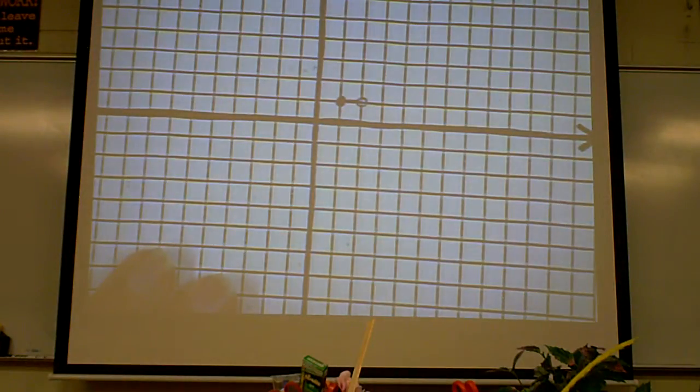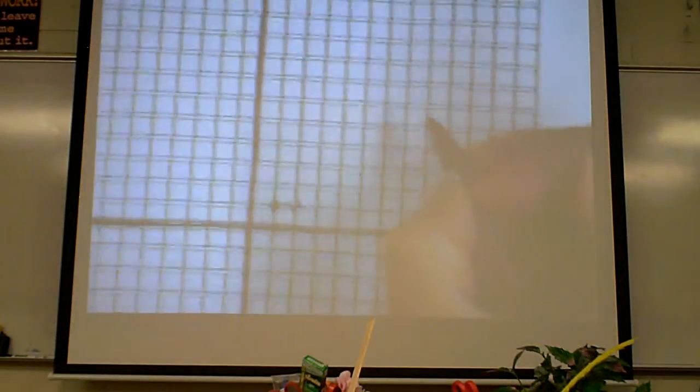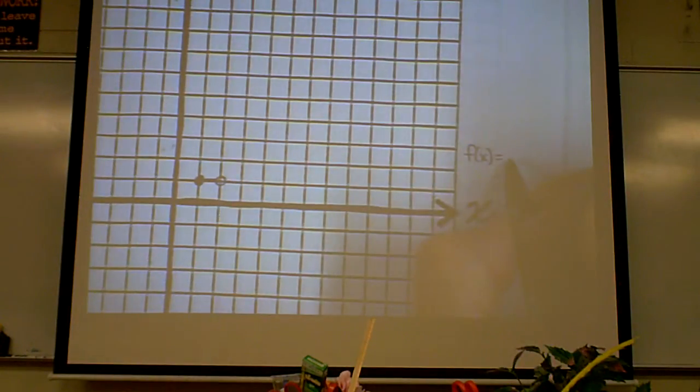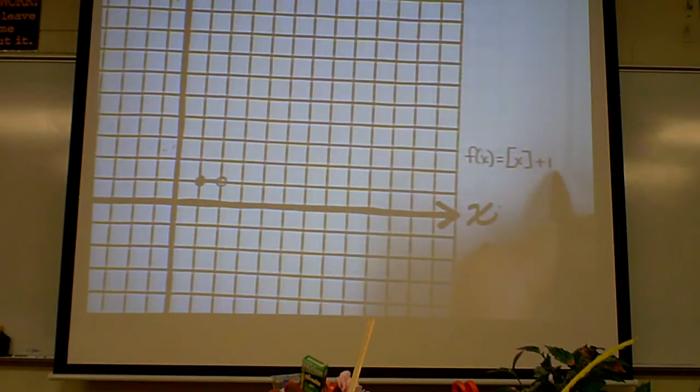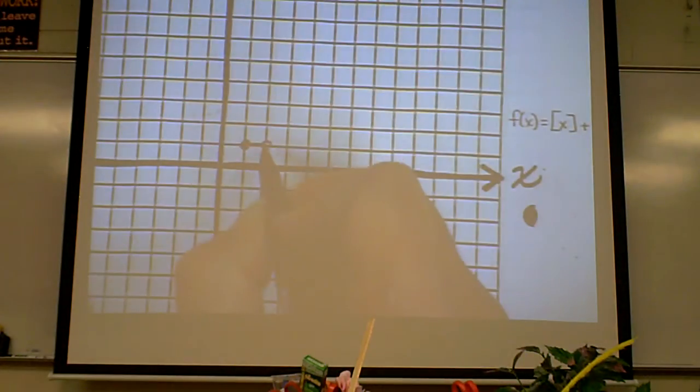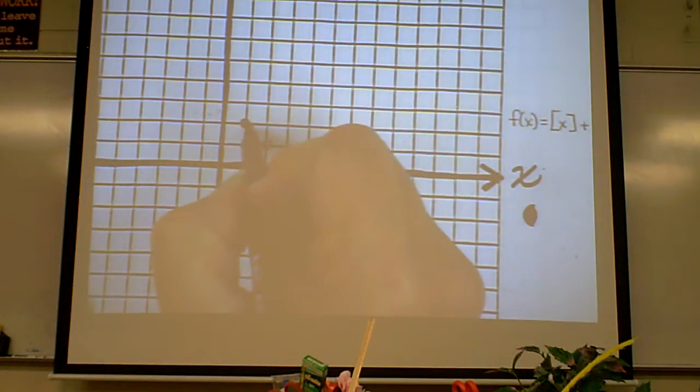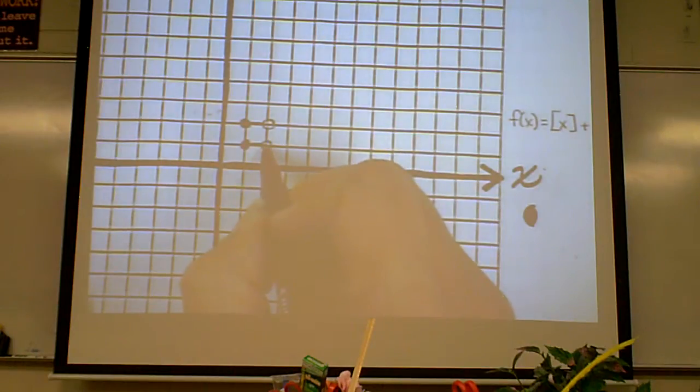How would you shift this? We're going to add 1 to what? The y values. What it does is it shifts this up 1. So this is the new graph of it. This is the parent, and this is the new one.